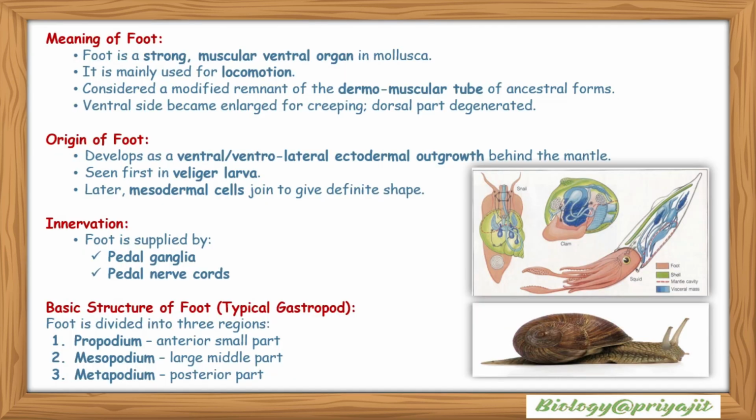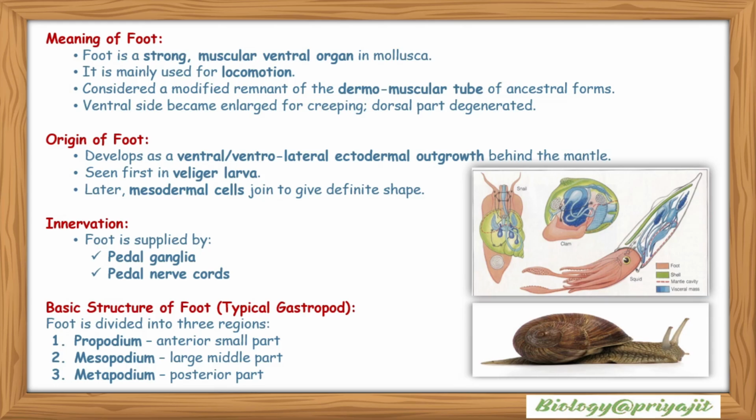So what is the foot? Meaning of foot. Foot is practically a strong muscular ventral organ in Mollusca. It is mainly used for locomotion. They are considered as a modified remnant of the dermomuscular tube of the ancestral forms. The ventral side became enlarged for creeping and the dorsal part is degenerated.